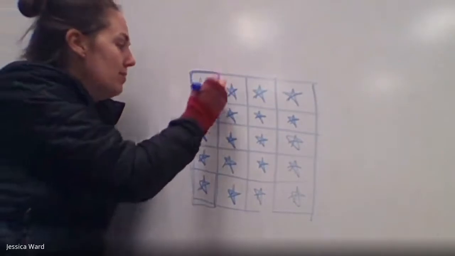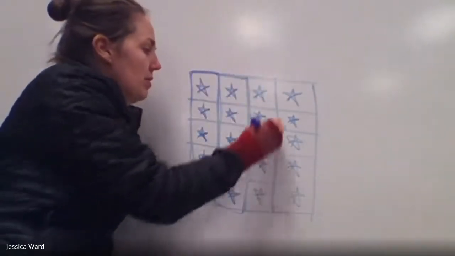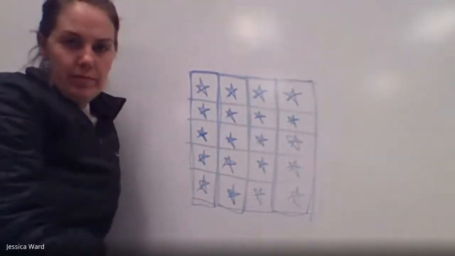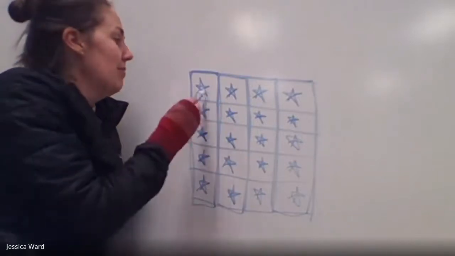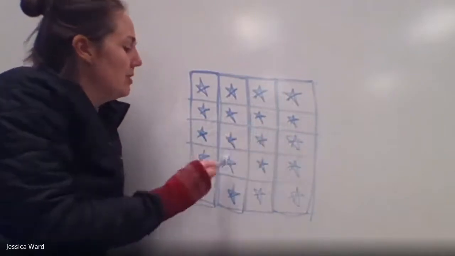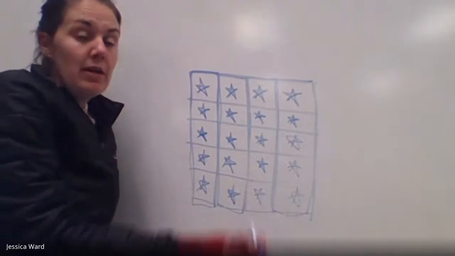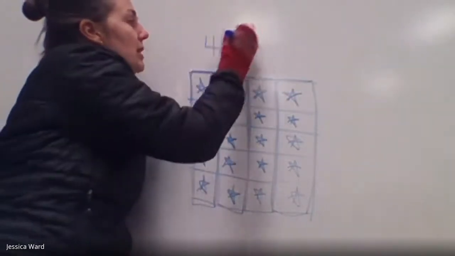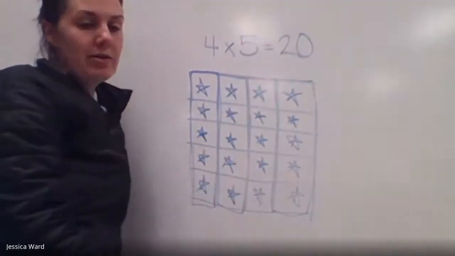And I have 1, 2, 3, 4 columns. Okay, so now I can count them up and say that I have 1, 2, 3, 4, 5, 6, 7, 8, 9, 10, 11, 12, 13, 14, 15, 16, 17, 18, 19, 20 stars, showing us the same thing, that we have 4 columns, each with 5 stars, is a total of 20 stars.